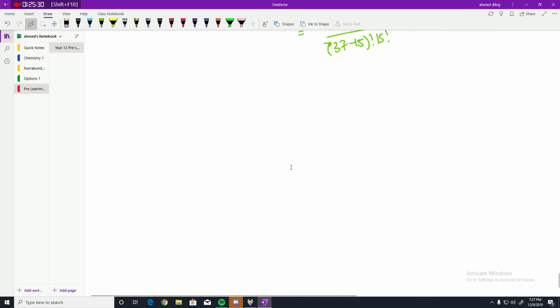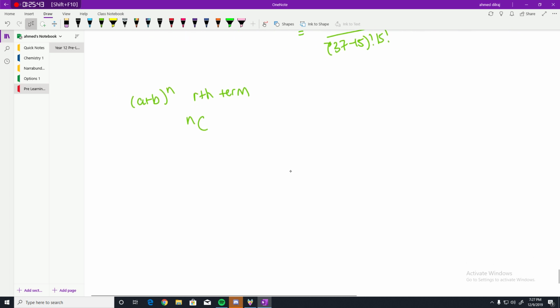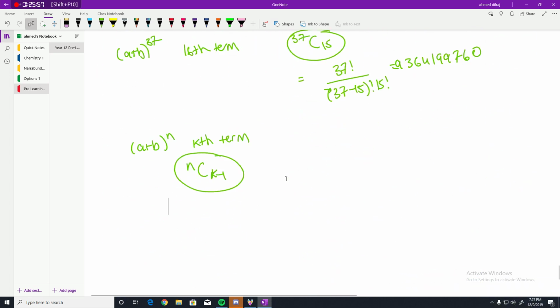So generally, if we had a plus b to the power of n and we wanted to find our kth term, we would do n choose k minus 1. And that's our general formula for finding our kth term, right? Okay, good. So does everybody get binomial expansion? Type a 1 if you understand binomial expansion and you feel like you can expand anything.